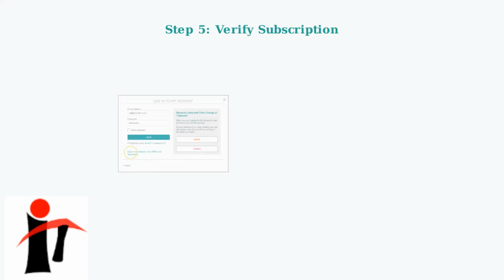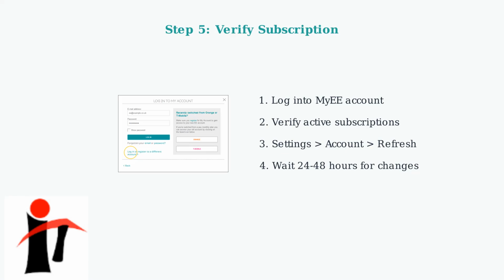Next, verify your subscription status. Log into your MyEE account to check your active subscriptions. Then refresh your entitlements by going to Settings, Account, and selecting Refresh Subscription.